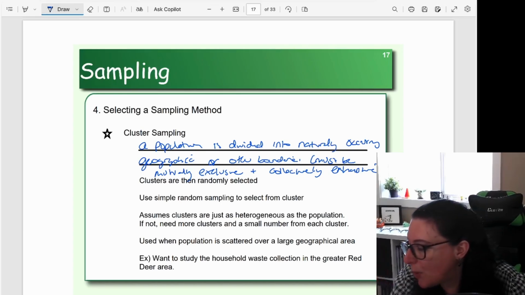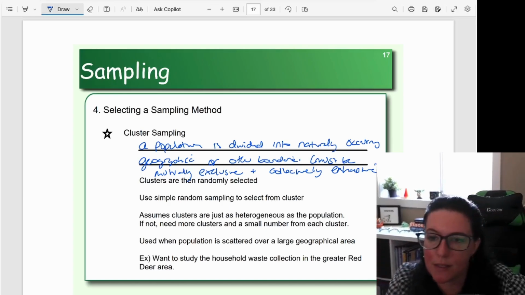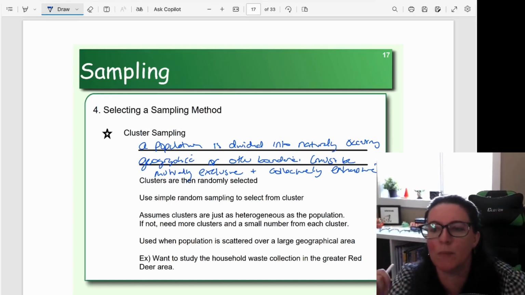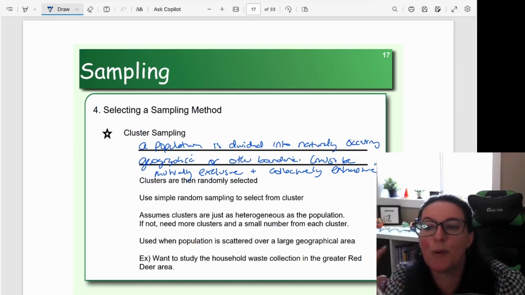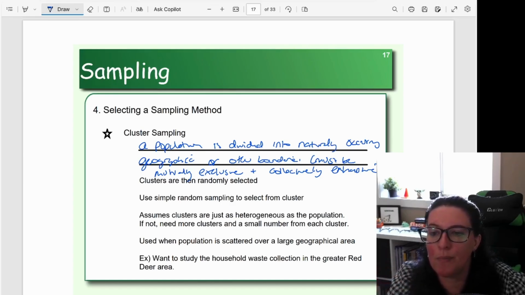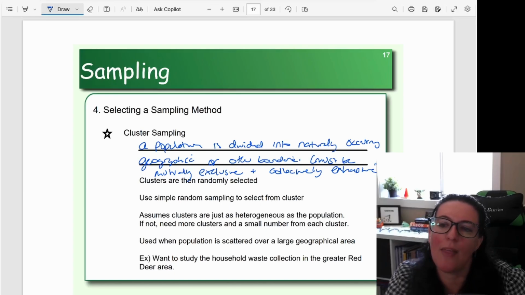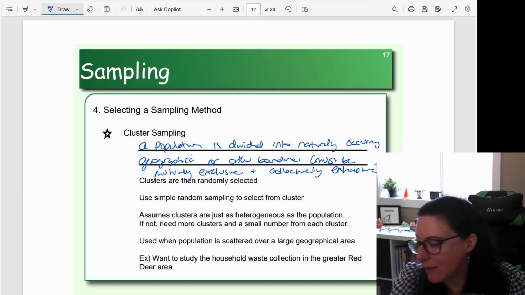For example, let's suppose we wanted to study household waste collection in the greater Red Deer area. What we would do is we would take all the different neighborhoods within Red Deer, and we would randomly select some neighborhoods, and then we would randomly select some people within those neighborhoods to participate in our study. So you have an equal likelihood of being selected in that geographical area, and then each geographical area has an equally likely chance of being selected.